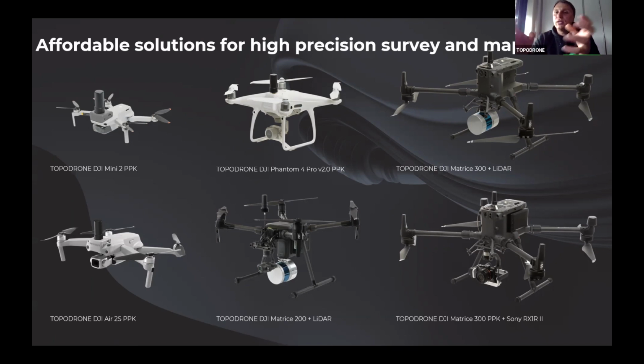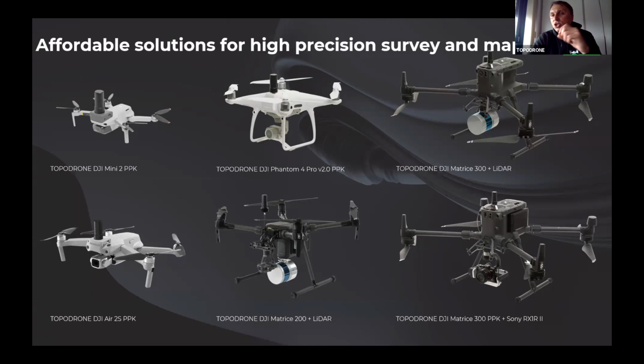And this is why we created different kinds of LiDAR equipment, but we are still supporting our PPK solutions, which can be installed on any kind of photogrammetric drones, like Phantom 4 Pro, Mavic Mini 2, DJI Air 2S, or Mavic 2 Pro. And you are still able to order this equipment from us. And this equipment converts consumer drones to high precision survey drones.